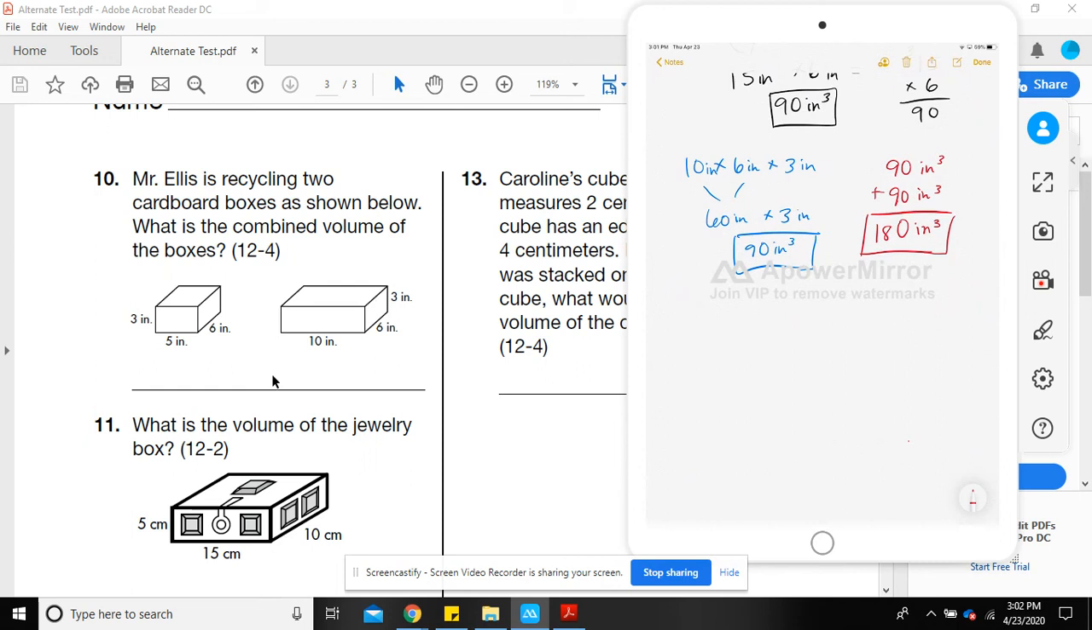Okay, number 11. What is the volume of the jewelry box? We have another jewelry. Didn't we have a jewelry box earlier? So volume of a jewelry box. Okay, so I must have missed something in that last answer because it's telling me that it's wrong.